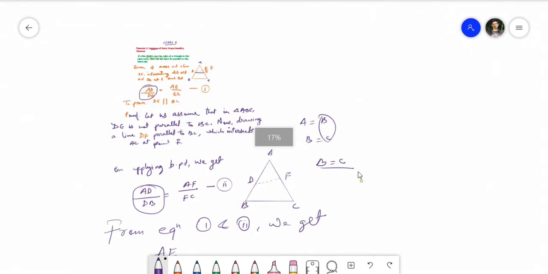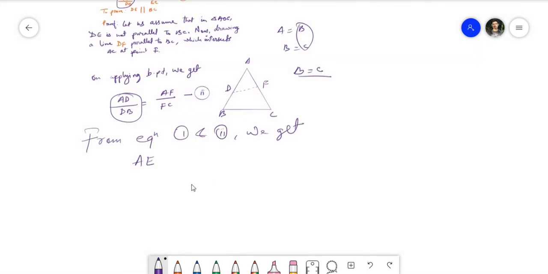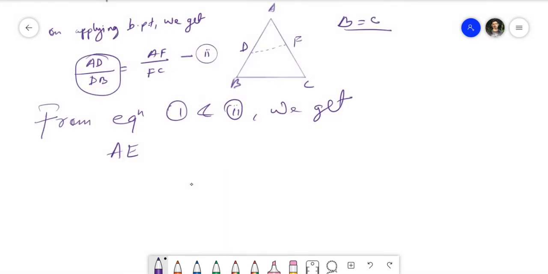Okay, so I can just write AE, because I got that one, and EC. And I will write this one, AF is equal to FC. I hope you understood. This is equation number 3. Okay, so after this we'll try to add one to this.